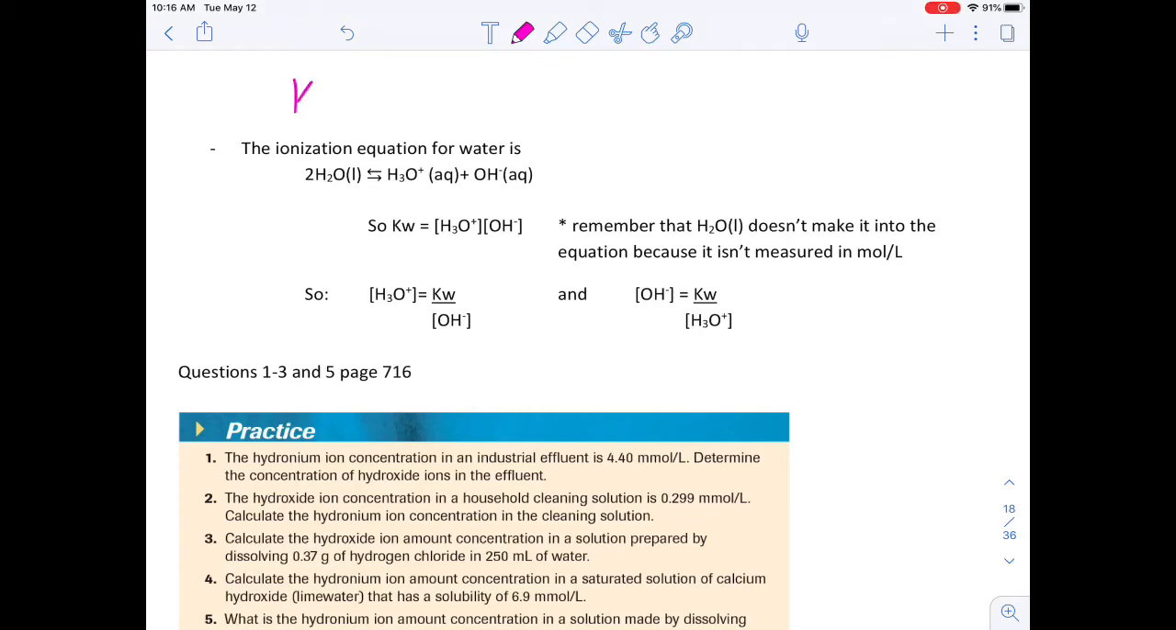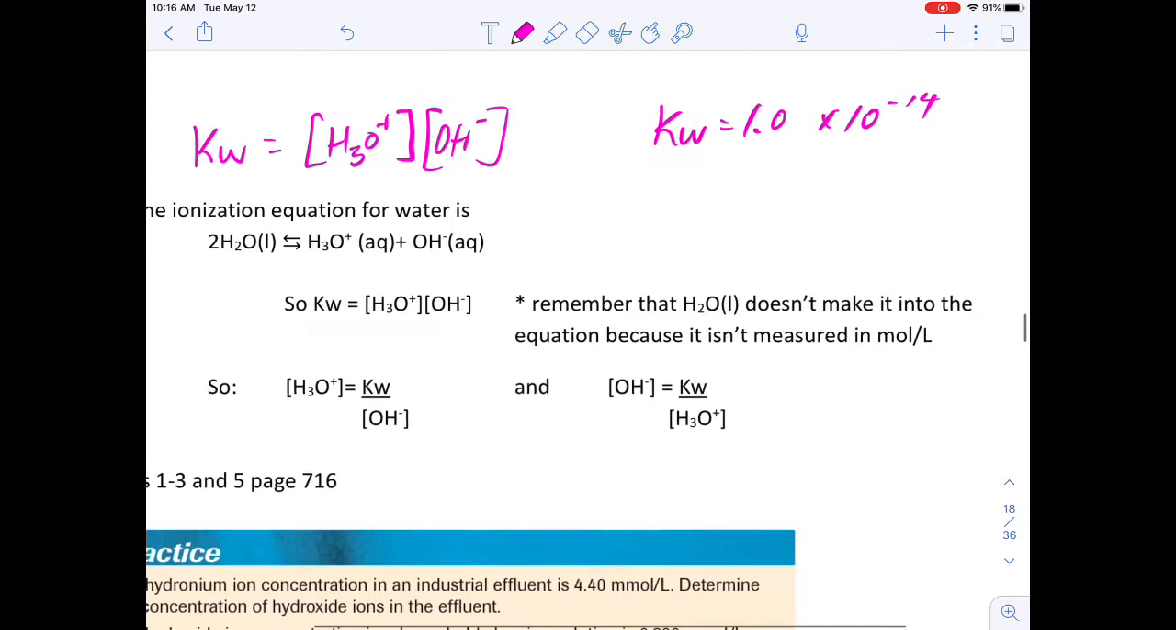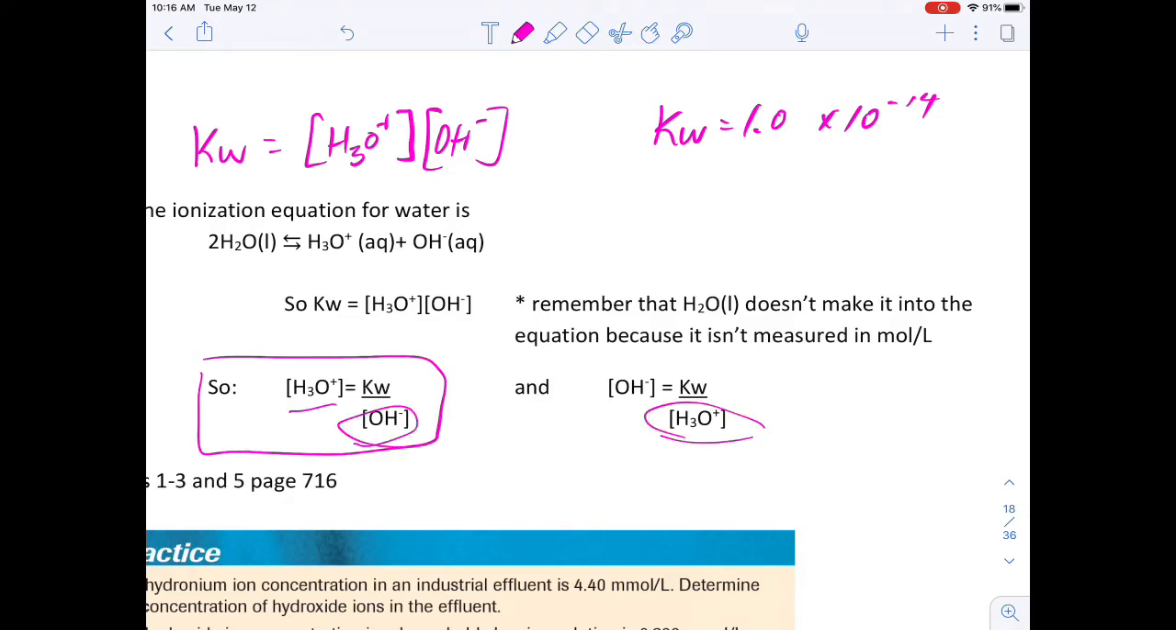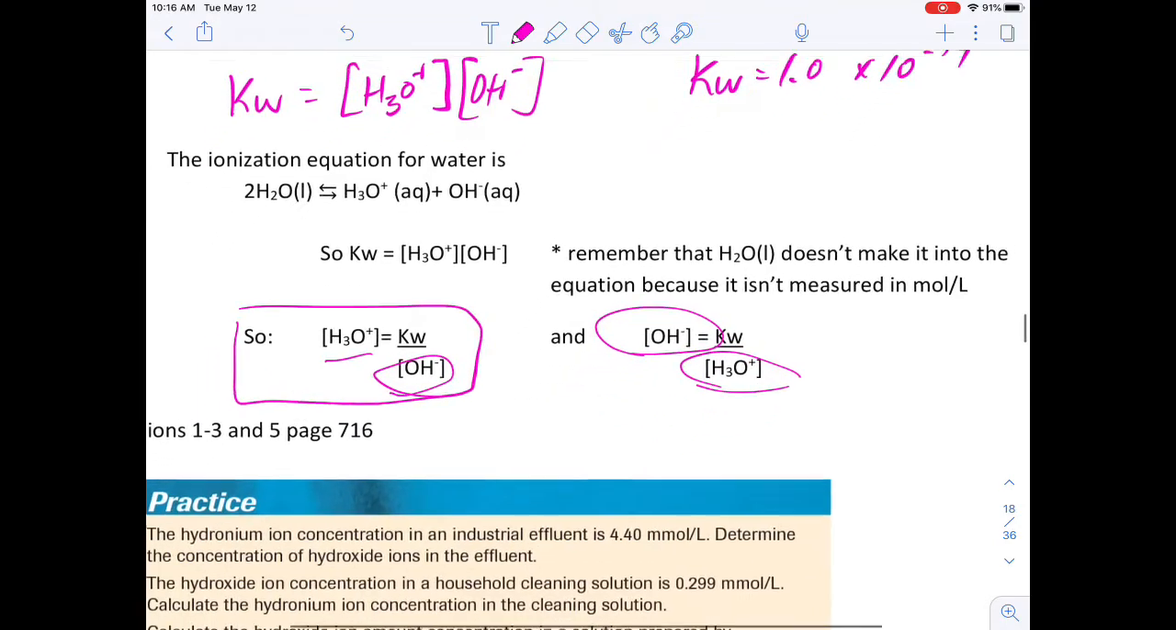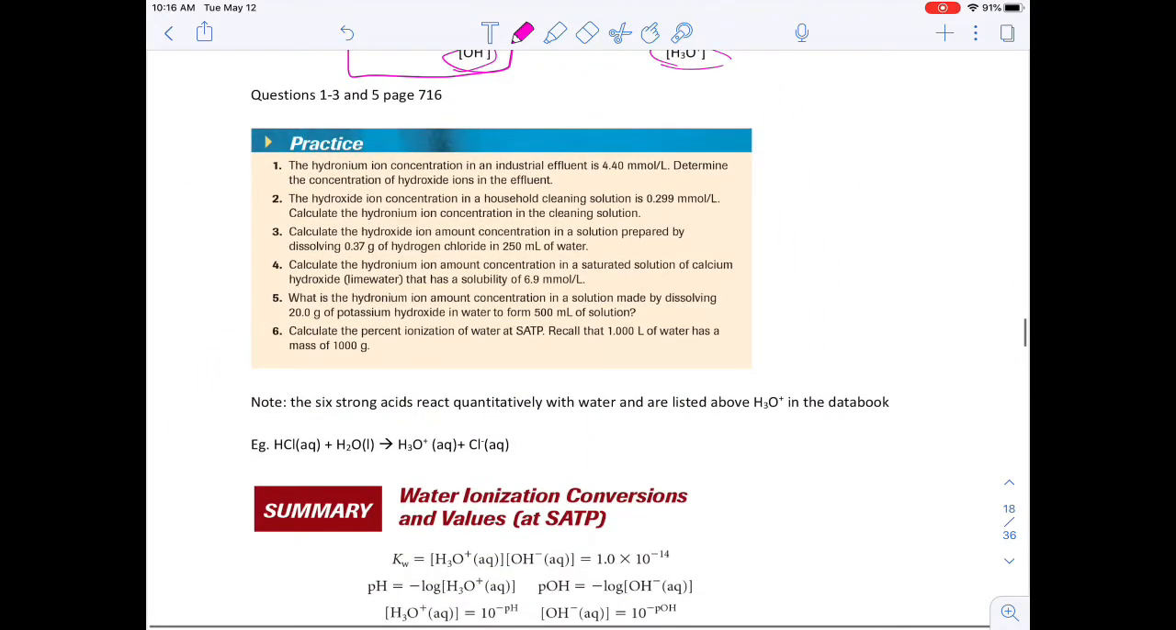In this video, we're going to pick up where we left off, where Kw equals the concentration of hydroniums times the concentration of hydroxides. Now, Kw is a value that's given in your data booklet, and Kw equals 1.0 times 10 to the negative 14. And so the Kw value can be used if I know the hydronium concentration or hydroxide concentration: I can calculate hydroniums, or vice versa. So if I know the hydronium, I can calculate the hydroxides. We're going to do a couple of questions that look like that here.